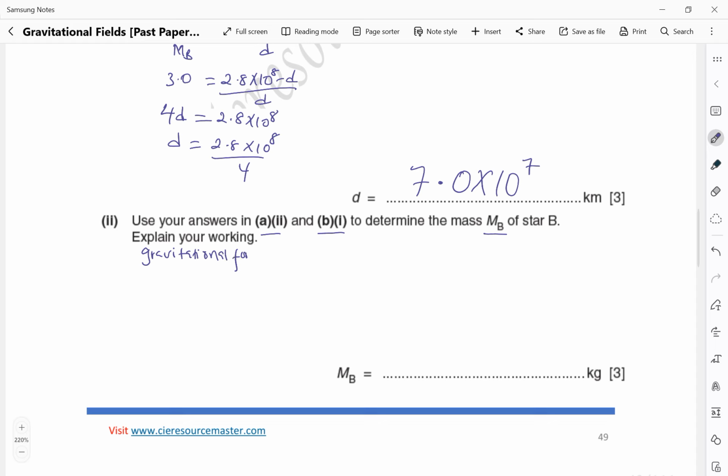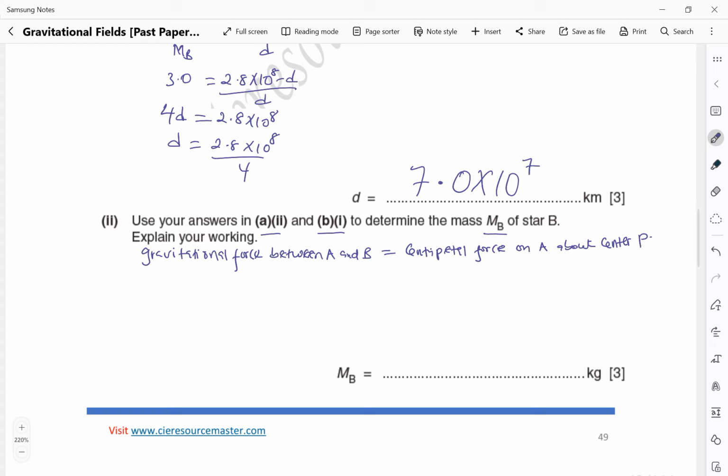Gravitational force between A and B is the one which provides centripetal force. So the gravitational force is going to be equal to the centripetal force on A about center P. That's my explanation. Remember, it is the gravitational force which provides the centripetal force.